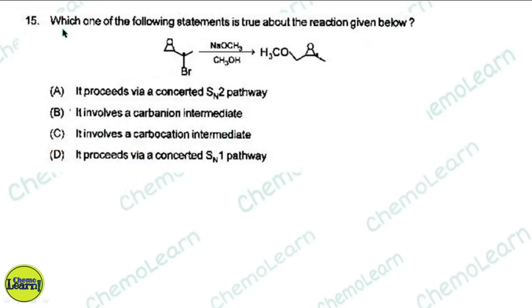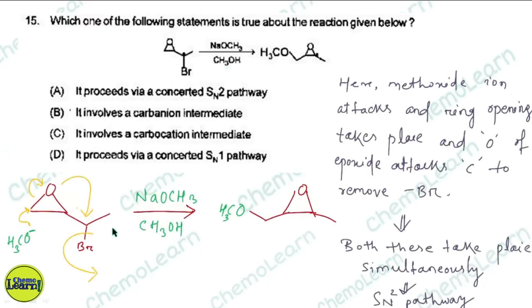Question number 15. Which one of the following statements is true about the reaction given below? We are given this reaction. We have to see the mechanism of this reaction. This is our reactant. Here we are given NaOCH3. So, this methoxide ion attacks this carbon atom. Why? Because this is an electron rich species, it has extra lone pair of electrons. So, this nucleophile will attack from the back side of this carbon atom, and here cleavage of this bond takes place.